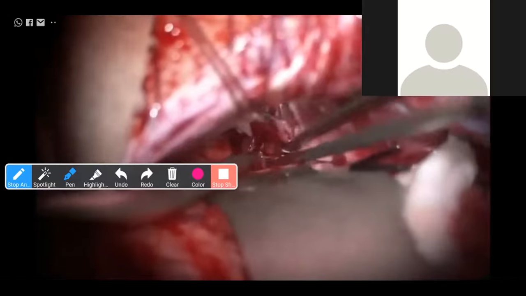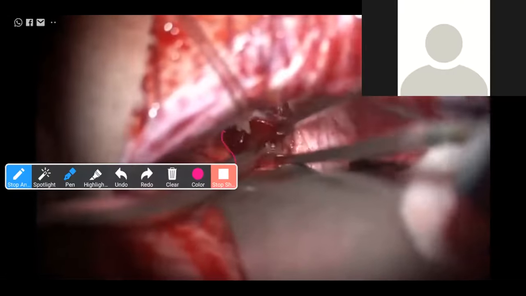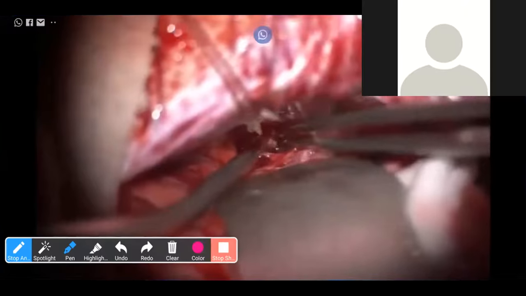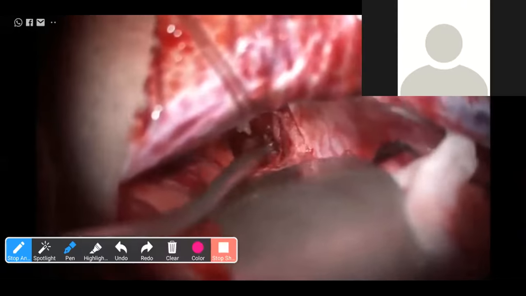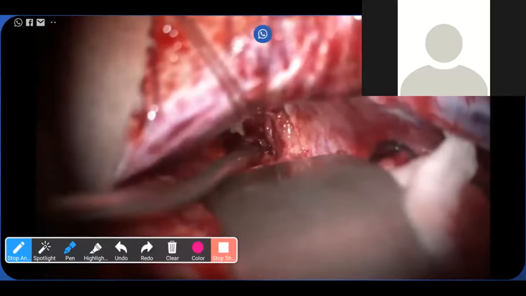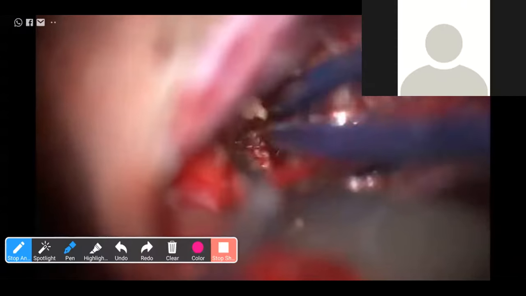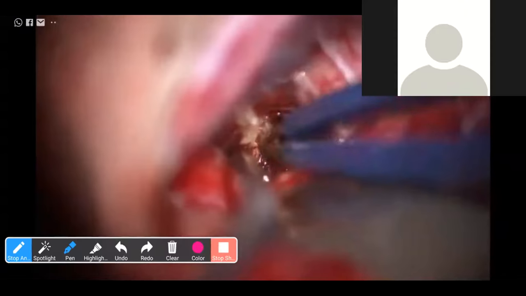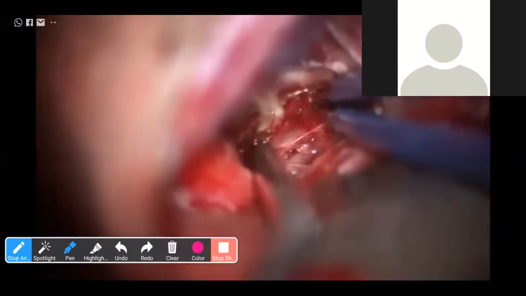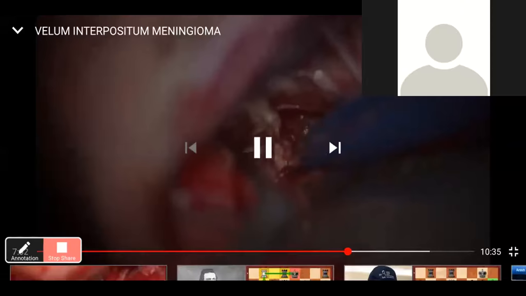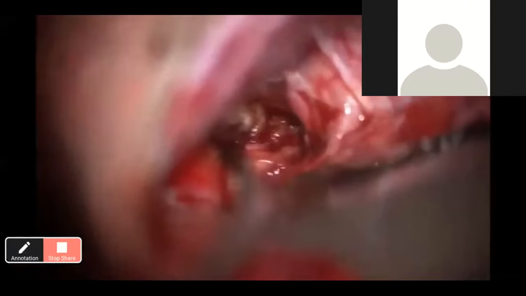So that tumor is being mobilized right now. So you can see one thalamus there and this tumor is being mobilized. So that is the choroidal artery. So that's being taken to one side. And I'm going to be using a debrider soon.